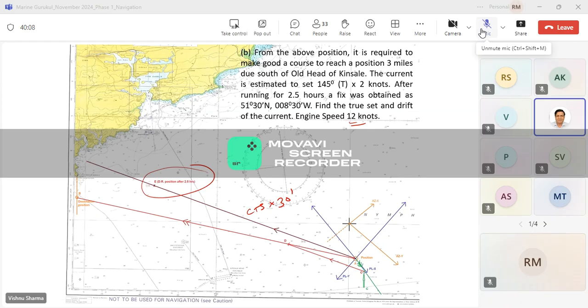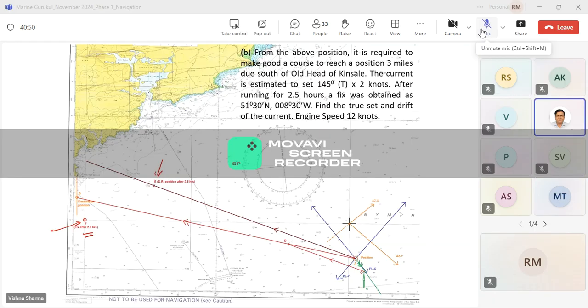Does everybody agree? Yes, sir. Guys, everybody agrees 2.5 hours later DR is point E. Yes, sir. And for the same time, I also have the fix, the latitude and longitude of the fix given in the question. So I can plot the fix after 2.5 hours. Point F is the fix after 2.5 hours. So guys, this is the DR and this is the fix, and they are both for the same time. Am I right? Yes, sir.